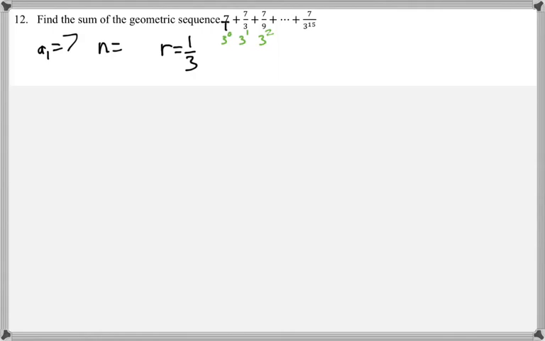So how many terms are there total here? It's very tricky and very easy to say there's 15 terms because we have 3 to the 15 as our last term. However, this is 15 terms, and then there's the extra term here that has 0 as the exponent. So we actually have 16 terms total here. So 16, and that is tricky.